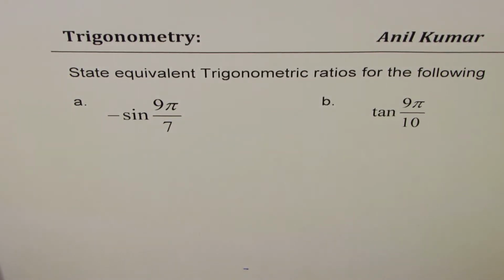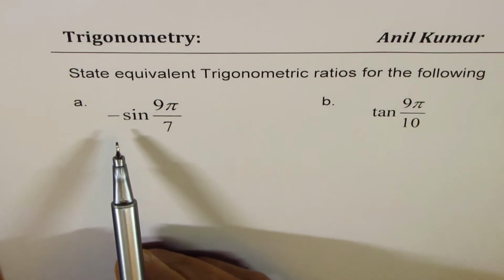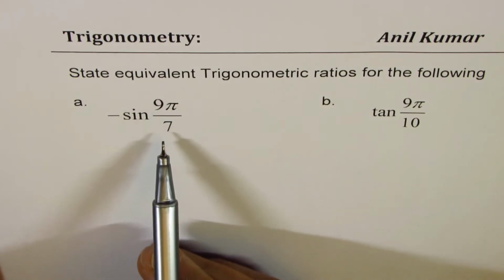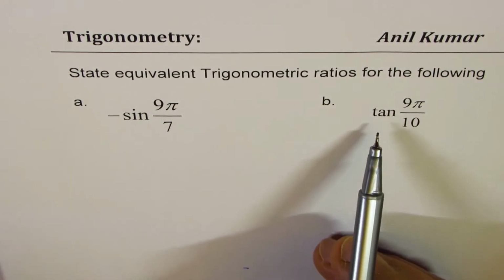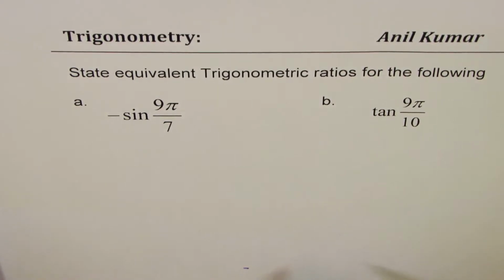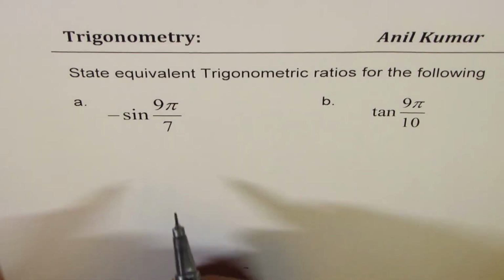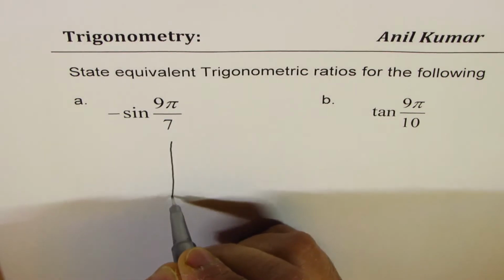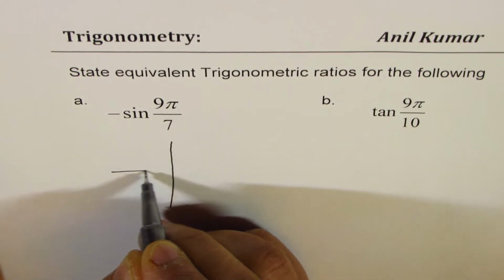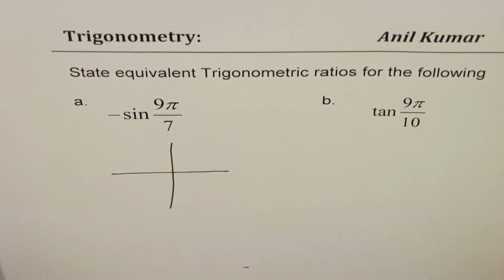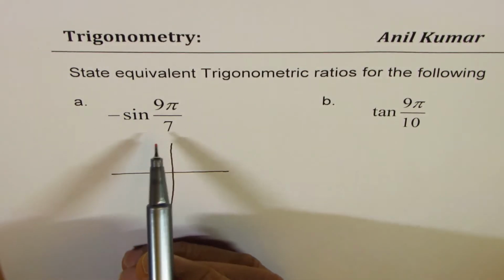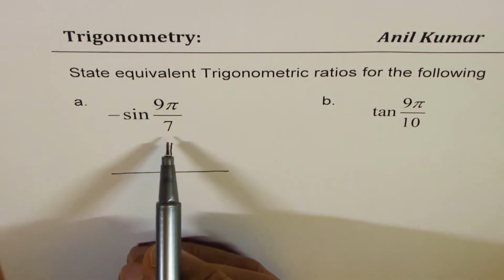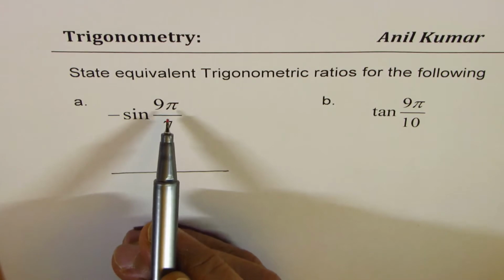The question here is to state equivalent trigonometric ratios for the following. There are two examples which we'll consider. One is minus sine 9 pi by 7 and the other one is tan 9 pi by 10. I'll show you two things which are very important to consider to write equivalent trigonometric ratios. The first is to figure out where the terminal arm will be.